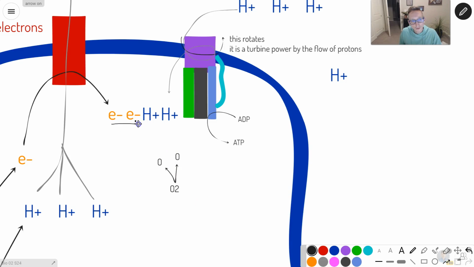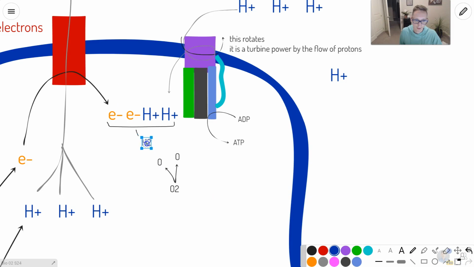And we fuse this, two electrons, two hydrogens. This would just make two hydrogen atoms, right? If we fuse those together, two protons with two electrons, that's two hydrogens. All right, so this would become two hydrogens. This would become H2, right?